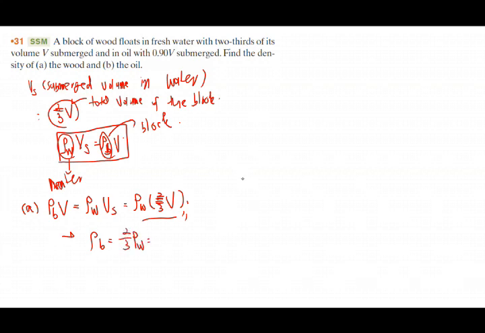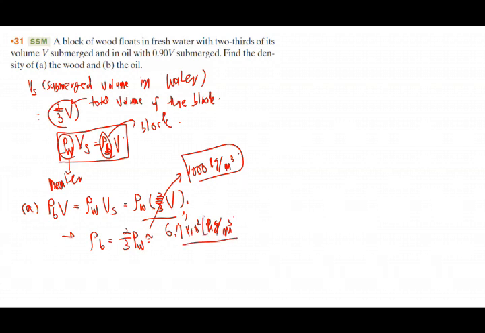So how much is that? Let me just use 1000 kilograms per cubic meter for the density of water, then two-thirds will be 6.7 times 10 to the 2 kilograms per cubic meter. Okay, that's easy.